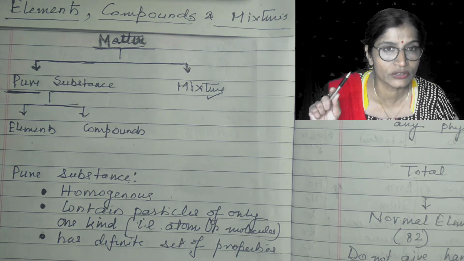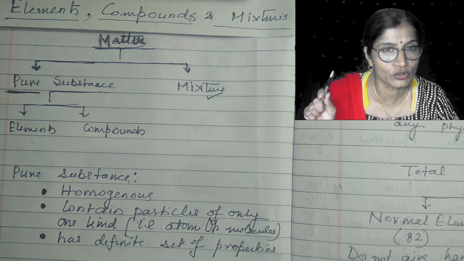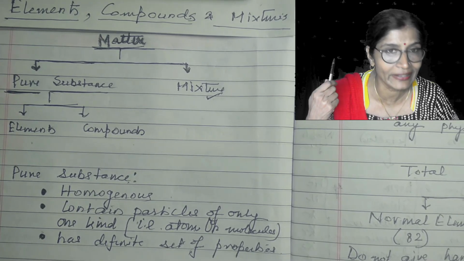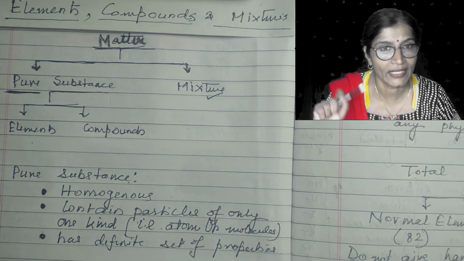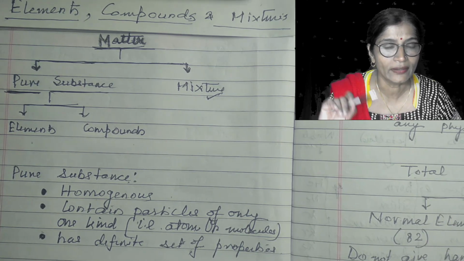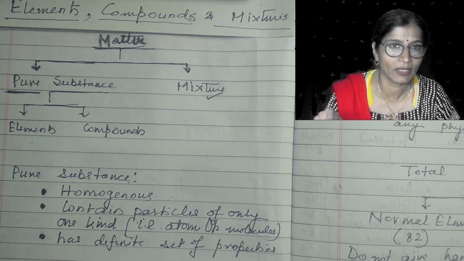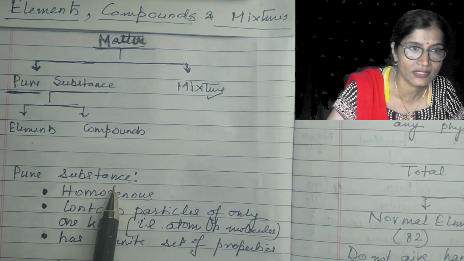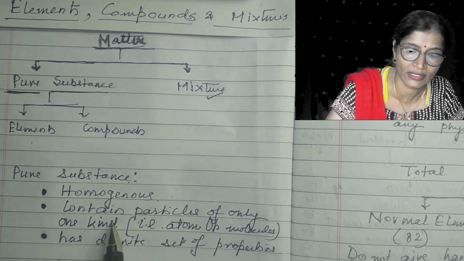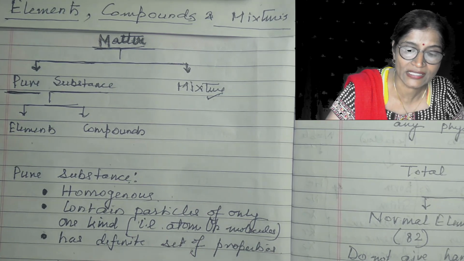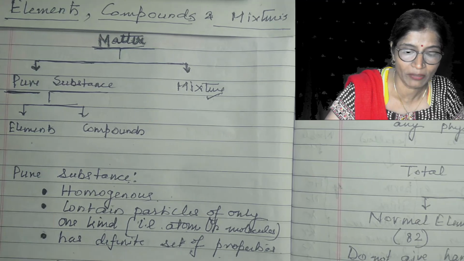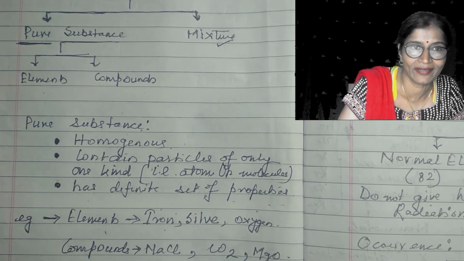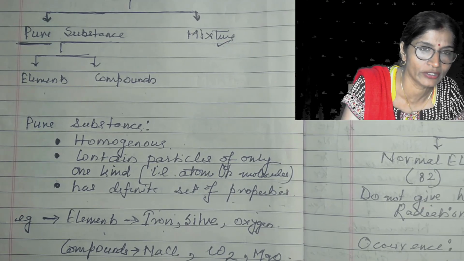And they are homogeneous. Homogeneous means same composition throughout and same property throughout. So if I take common salt or iron, it has the same property throughout and the same composition, as it is made up of only one type of particles. So in short, we can say that pure substances are the substances which are homogeneous, contain particles of only one type and have a definite set of properties. They may be elements or compounds. Elements, for example, are iron, silver, oxygen; compounds are like sodium chloride, carbon dioxide, magnesium oxide, or water molecules.